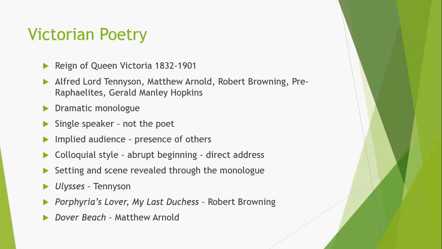After that, we take a quick look at the Victorian poetry. Like the Elizabethan poetry, Victorian poetry refers to poetry that was written during the reign or the rule of Queen Victoria. A few important poets of this period are listed there: Alfred Lord Tennyson, Matthew Arnold, Robert Browning, the Pre-Raphaelites, and Gerald Manley Hopkins. There are others also. The dramatic monologue is a very important aspect of Victorian poetry.